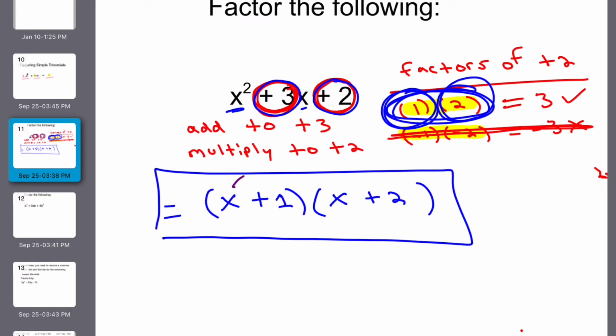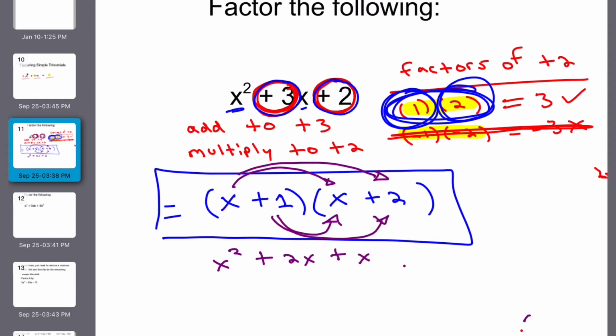So you can just go x times x is x squared, x times 2 is 2x, 1 times x is x, and 1 times 2 is 2. And just clean this up. We can add our like terms in the middle. If you have two x's and you add one more x, you now have 3 x's.